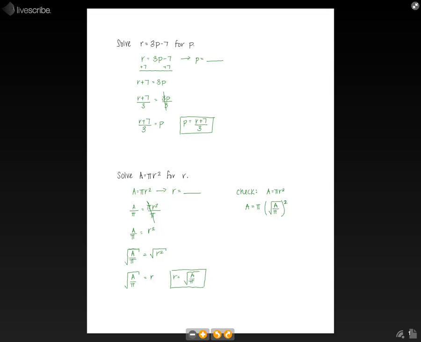So on the right side, we need to do some simplifying. So the squared and the square root cancel out. So we're left with a is equal to pi times a over pi. So the pi's cancel out, and we're left with a is equal to a. And that means that we came up with the correct value for r.